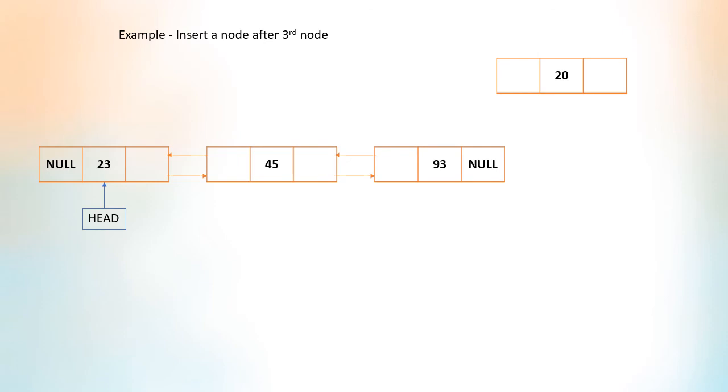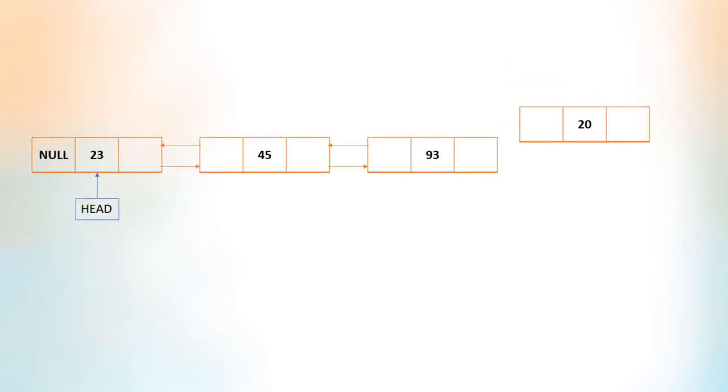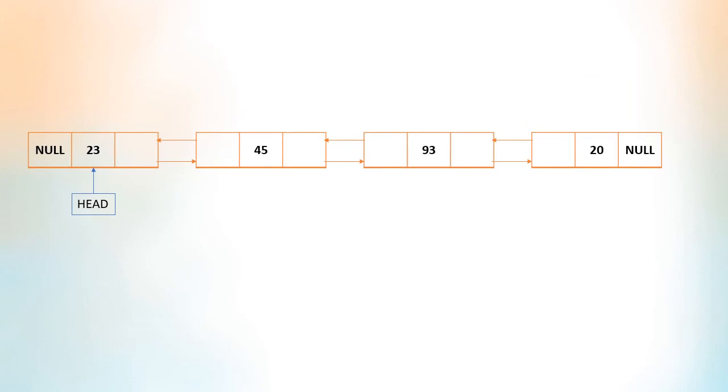So let us look at an example. If you want to insert a node after the third node, that is at the fourth position, the new node's previous value should be pointing to pointer and pointer's next part should point to the new node. So this is how the insertion is done.